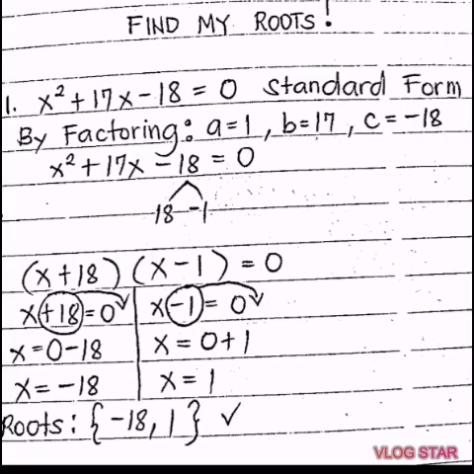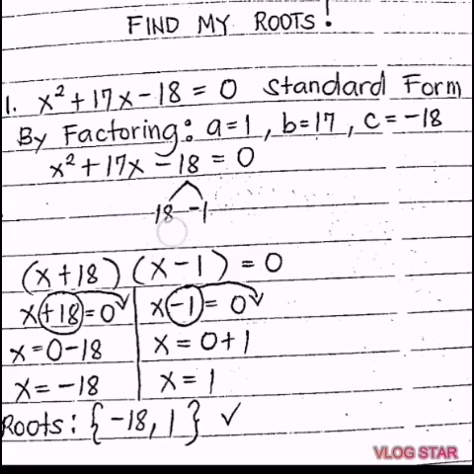Okay, so now let's focus on factoring. To get the factors of the given quadratic equation, you have to look at the last term, which is negative 18, the value of C. Find the factors of negative 18 that, if you multiply, you will get negative 18, and if you add, you will get the middle term, which is 17.